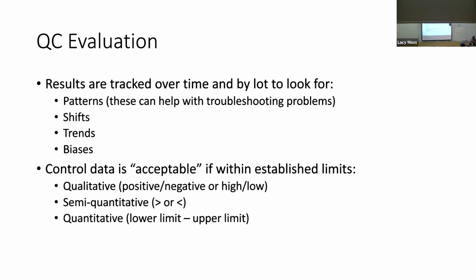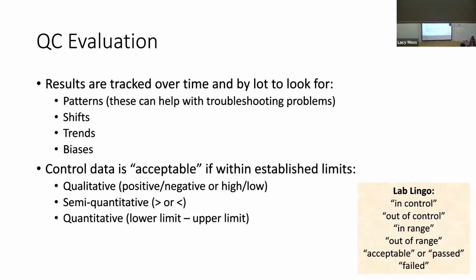So control data is acceptable if it's within the established limits. For qualitative, that's positive, negative, high, low, yes or no. Semi-quantitative is usually, is it less than this cutoff? Is it greater than this cutoff? And there are published values on what it should be. A lot of the urine QC is like that. And then you have quantitative, where it should fall within a lower and an upper limit.